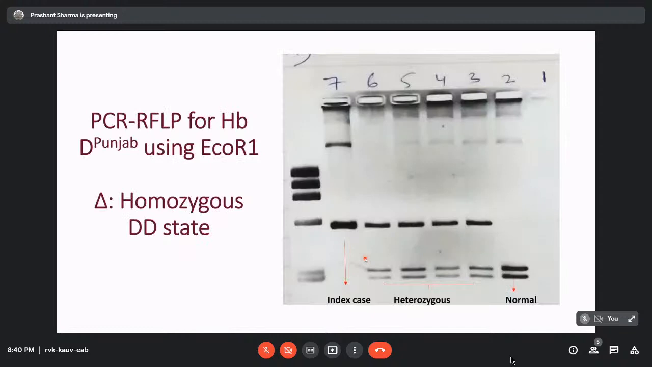This is another PCR RFLP for HBD Punjab. In this one, there is a loss of restriction.